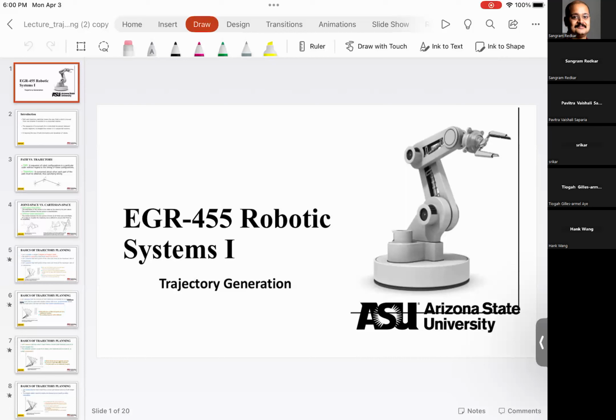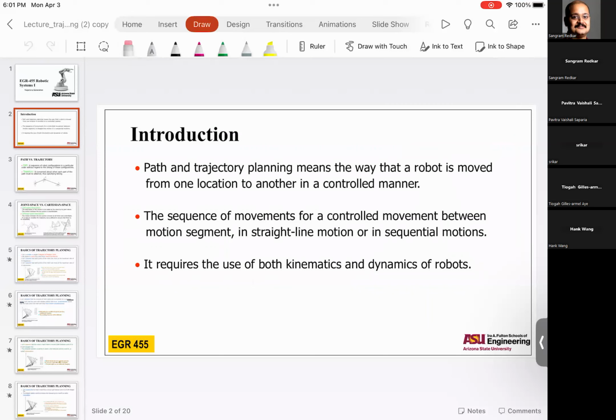Now, this topic is quite important. Because believe it or not, the techniques that you see for trajectory generation in the case of articulated robots, the same techniques can be used for path planning, path generation, or human-robot collaboration. So let's think about what we mean by trajectory and path planning. In simple words, it means how the robot goes from point one to point two.